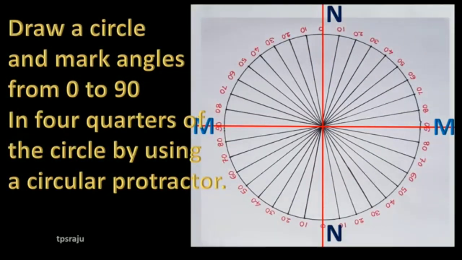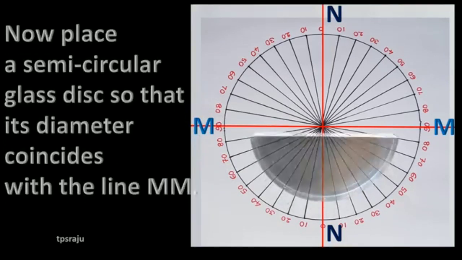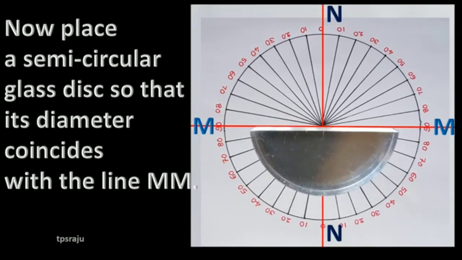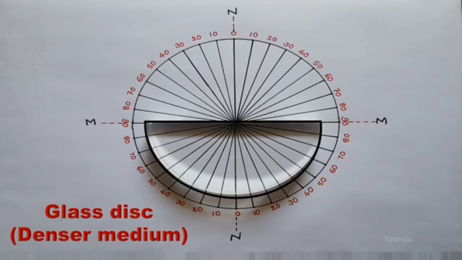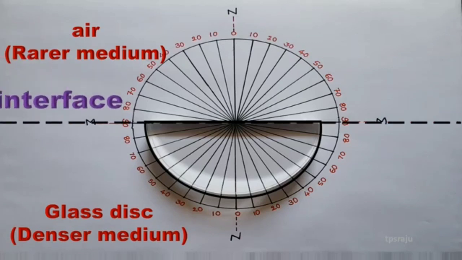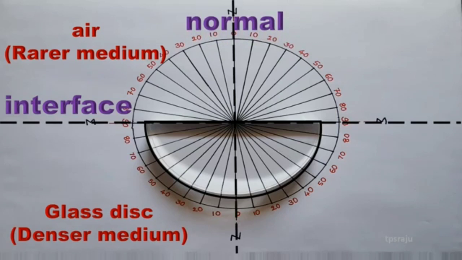Draw a circle and mark angles from 0 degrees to 90 degrees in 4 quarters of the circle by using a circular protractor. Now place a semicircular glass disc so that its diameter coincides with the line MM. Here, glass disc is denser medium and air is rarer medium. The line MM is the interface of the two media and the line NN is the normal.